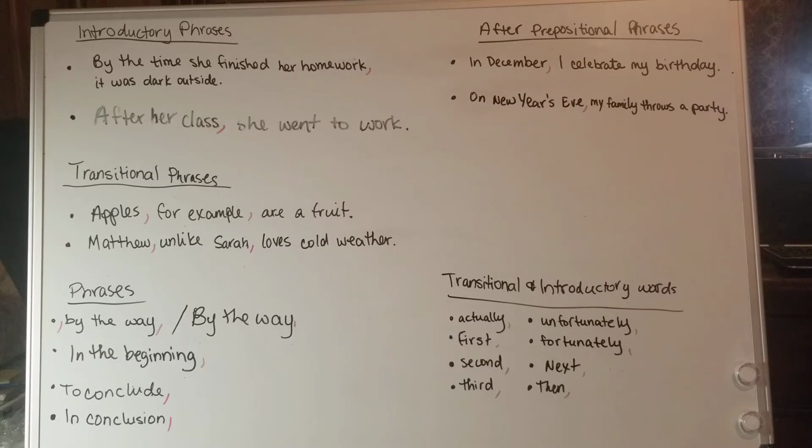So by the time she finished her homework, comma, it was dark outside. So this first phrase, by the time she finished her homework, and usually for introductory phrases, it should be more than 2 words. So this has 7, so it's a long phrase. Then you ask, well, then what happens? Or then what happened, right? So by the time she finished her homework, what happened? It was dark outside.